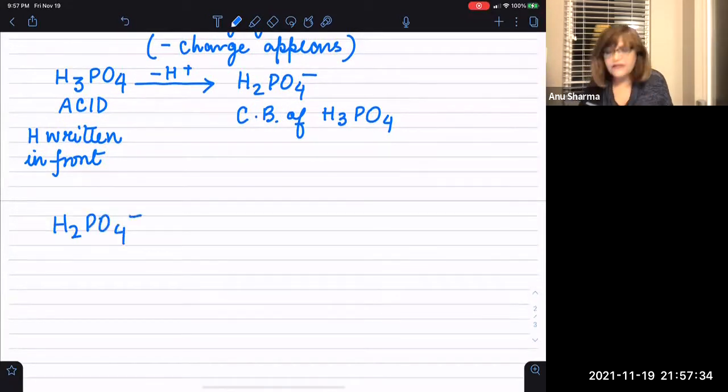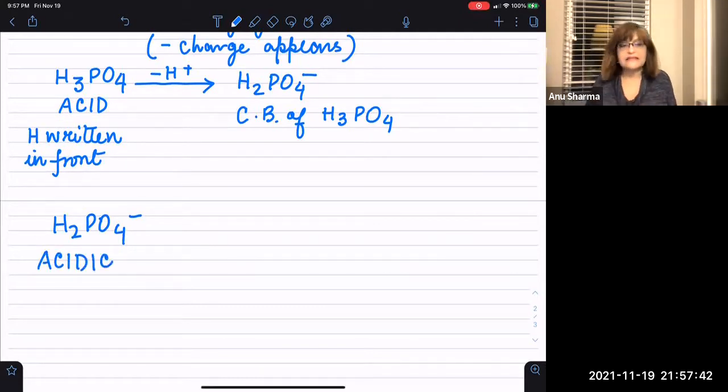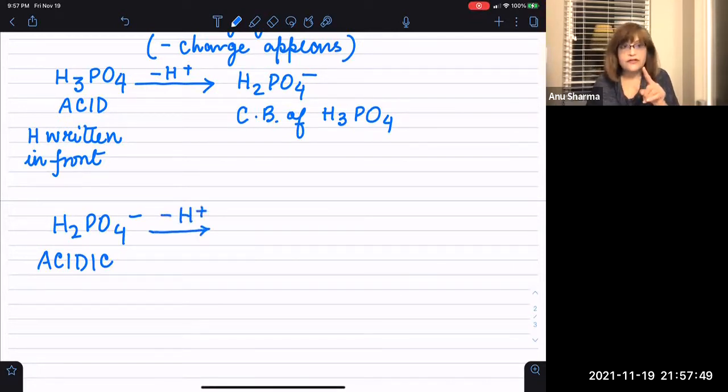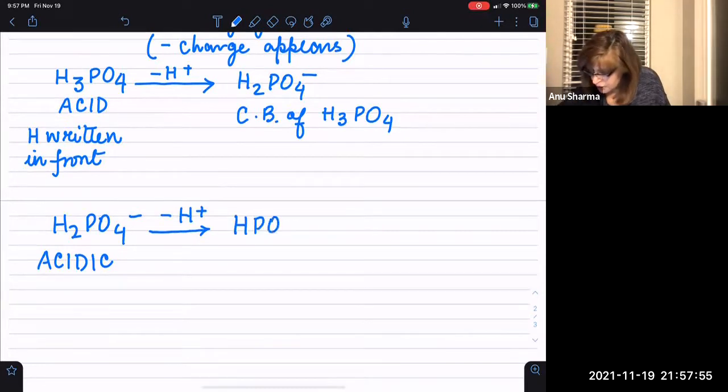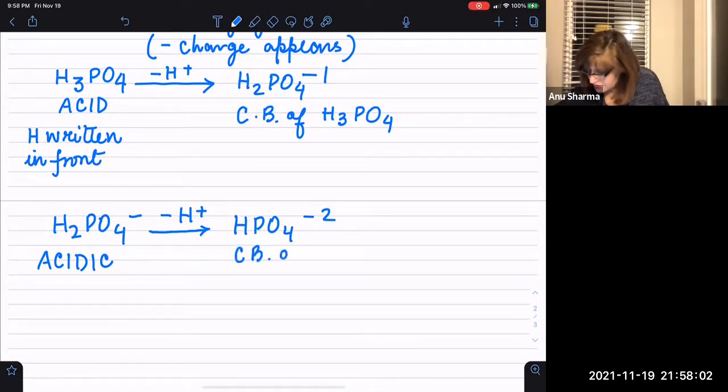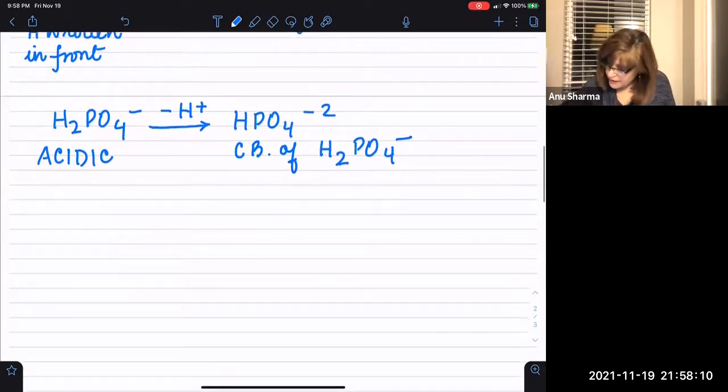Now, let's look at this H2PO4 with one negative charge. Hydrogen is still in front, so therefore this is going to be acidic in nature. Okay, this is not 100% acid, but its nature is acidic. Now, it gets rid of one hydrogen ion. So if it got rid of one hydrogen ion, one more negative charge appears. So now we have HPO4 with two negative charges. Here was one negative charge. So this is the conjugate base of H2PO4, one negative.